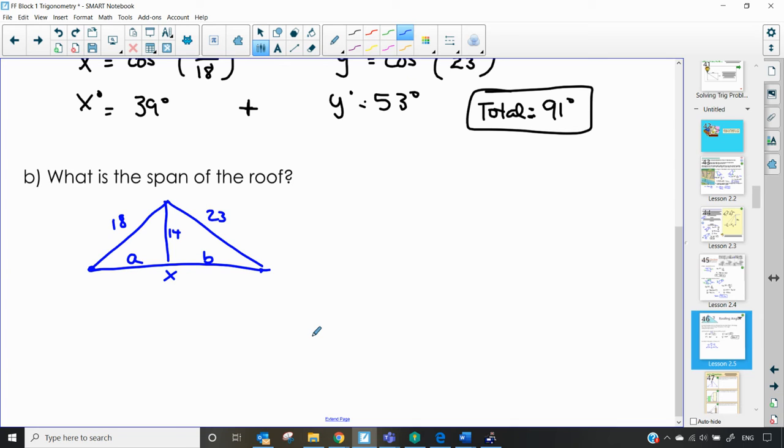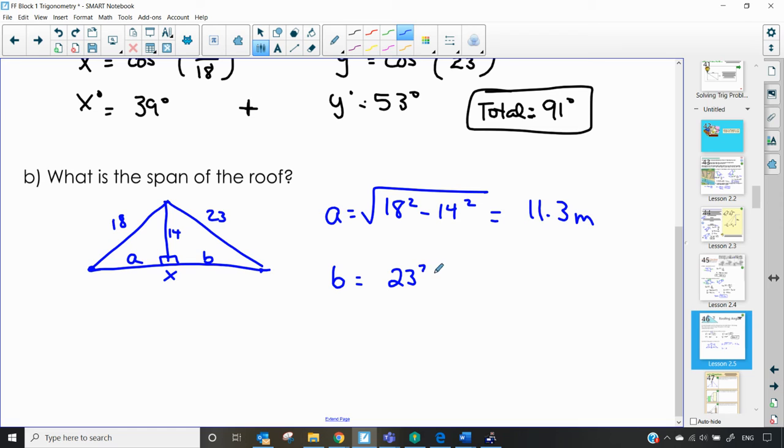Because we get so into using trig formulas all the time, we forget sometimes that we can just go back to Pythagorean theorem. If I want to know the span of the roof, I just need to know these two sides. And if I have two sides, the third side can be found using Pythagorean theorem. So A is going to be the square root of 18 squared minus 14 squared. So side A is going to give me 11.3 meters. Again, I'm keeping it exact on my calculator. And B would be 23 squared minus 14 squared, which gives me 18.2 meters.